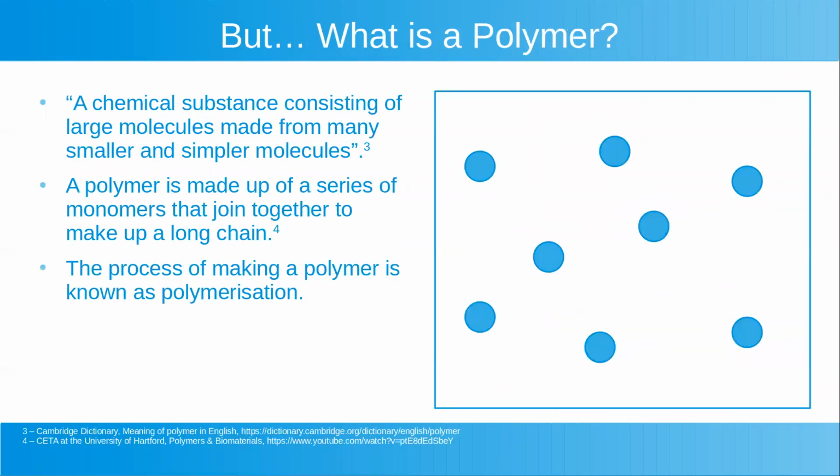So, what actually is a polymer? A polymer is a chemical substance consisting of large molecules which are made up from many smaller molecules known as monomers. The process of making a polymer is called polymerization, and we make long chains of these dots, which are representing our monomers, to produce a longer chain, a polymer chain. So as you can see, we've got a polymer chain here, which is made up of 8 monomers.